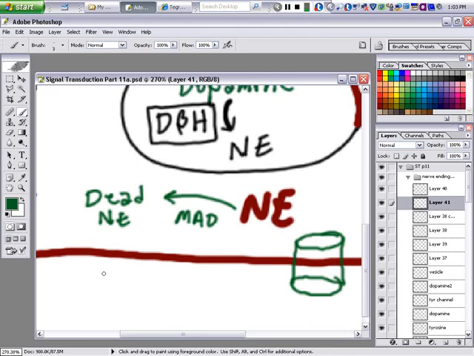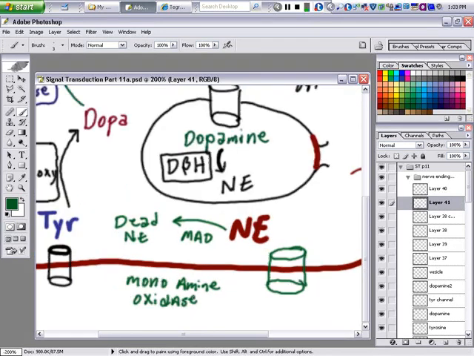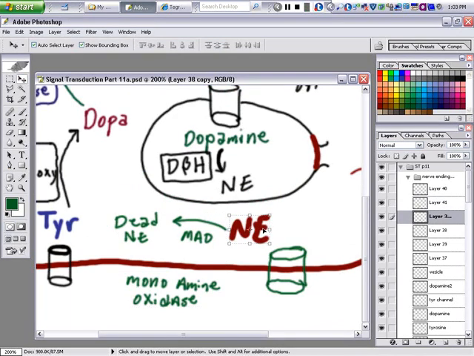Monoamine oxidase. The monoamine oxidase destroys the norepinephrine. Some of the norepinephrine, however, is not killed. Some of it lives, and it goes back into the vesicles to be reused for next time.